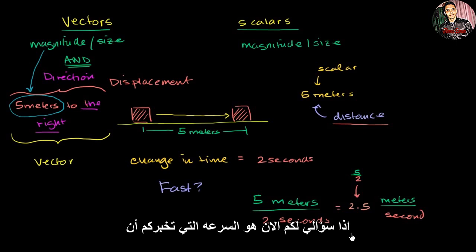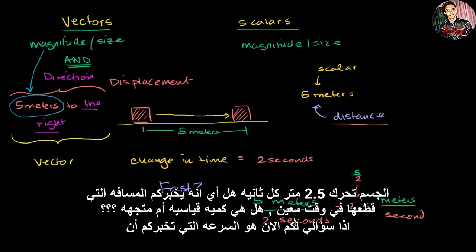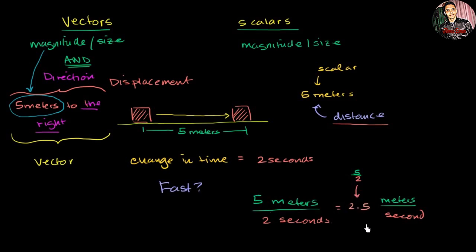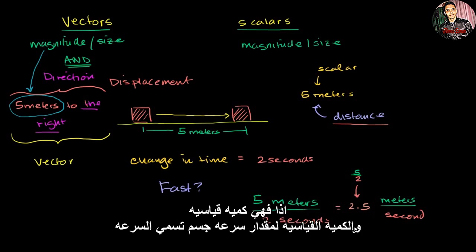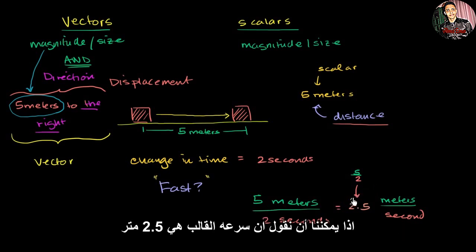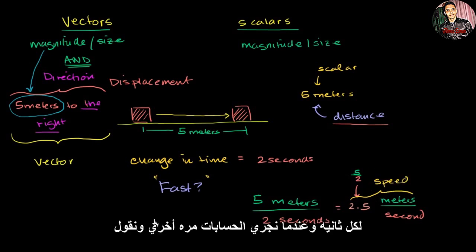So my question to you: this 2.5 meters per second tells you how far it traveled in a certain amount of time. Is this a vector or a scalar quantity? It is telling you how fast it went, but is it giving you just the size of how fast it went, or is it also giving you direction? Well, I don't see any direction here. So this is a scalar quantity. And the scalar quantity for how fast something is going is speed. So we could say that the speed of the brick is 2.5 meters per second.